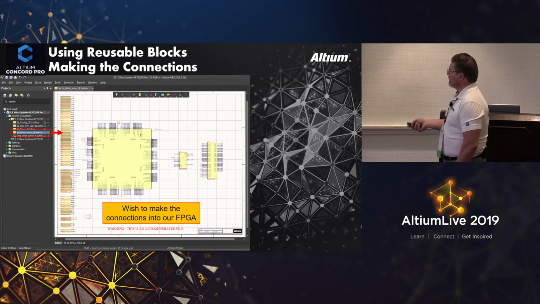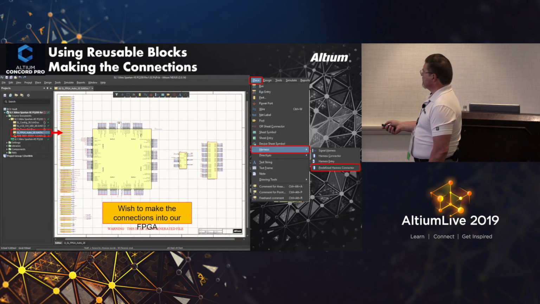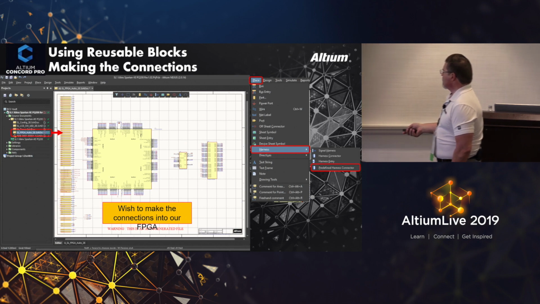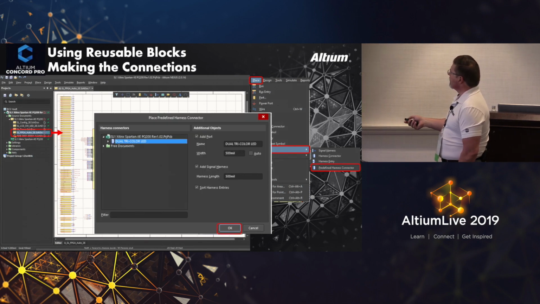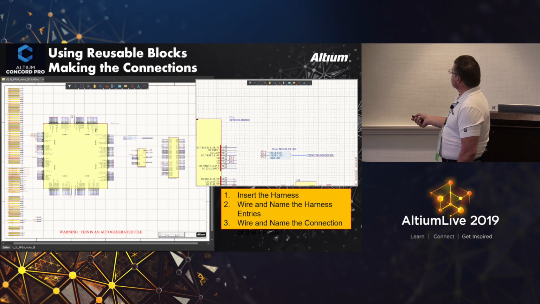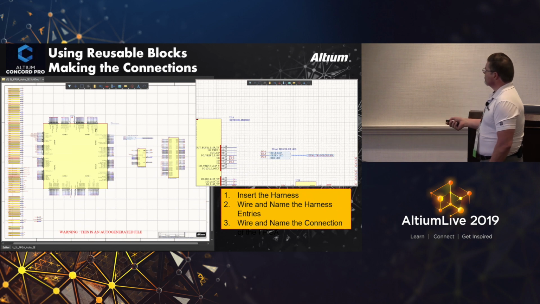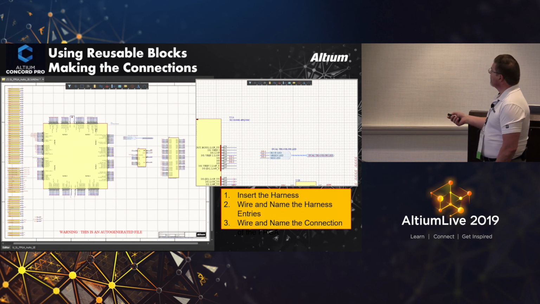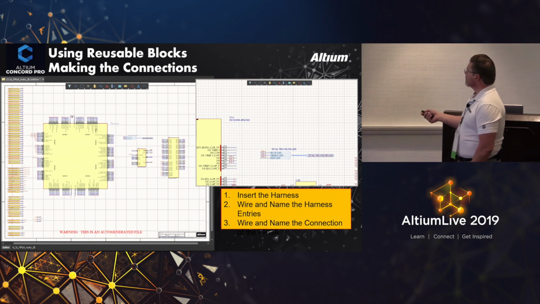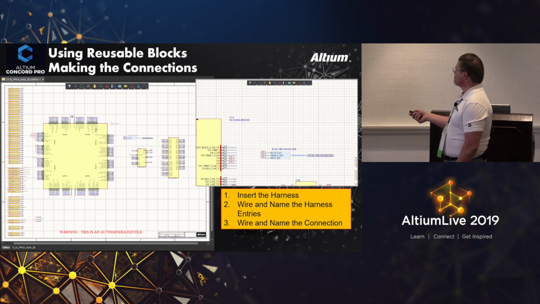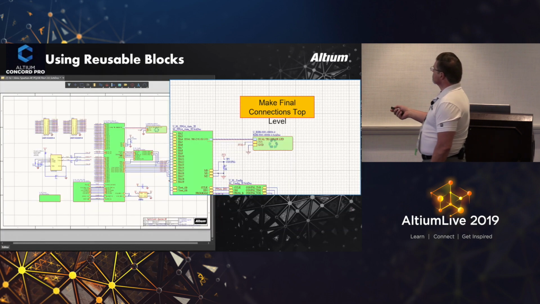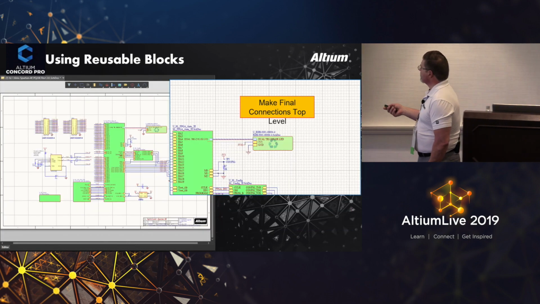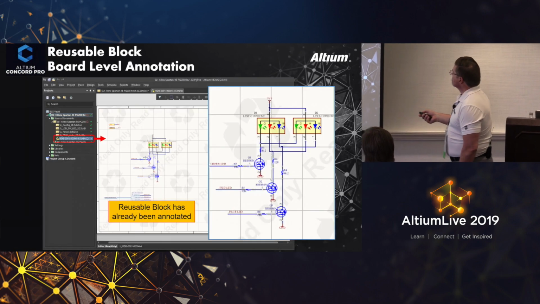So let's say you want to make connections to an FPGA, for example. You want to use this sheet. So here you can actually insert your wire harness to this other sheet that you've got, and simply duplicate that signal harness that you've used and wire it in there like that, okay? You can make final connections to the top and so on.